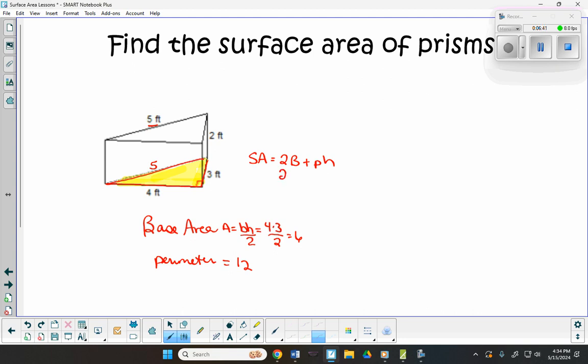So with the formula, we have 2 times 6 plus the perimeter times the height, which is the distance between the two triangles, which is 2. So that's 12 plus 24, which is 36 square feet.